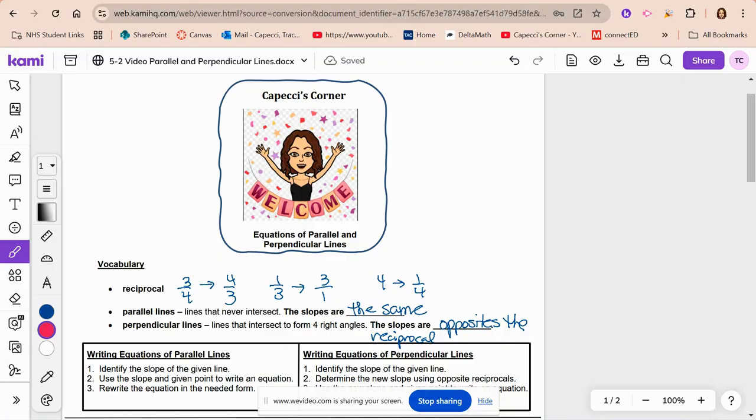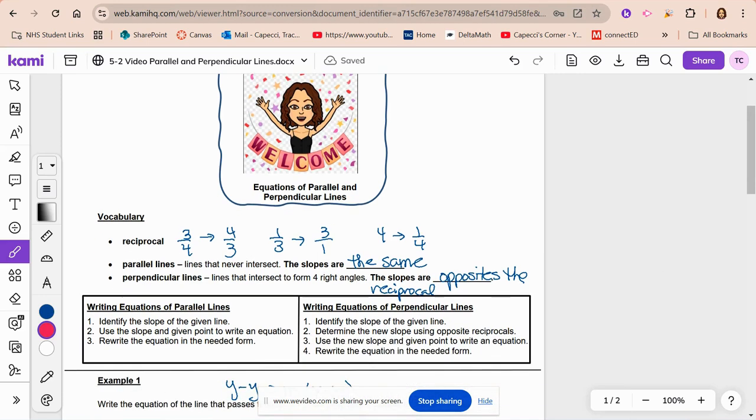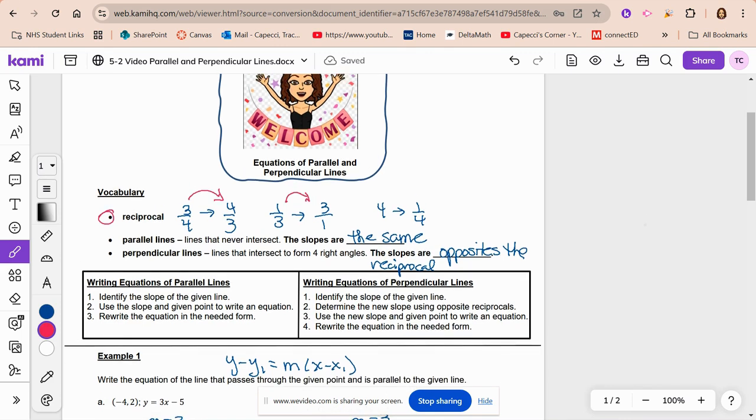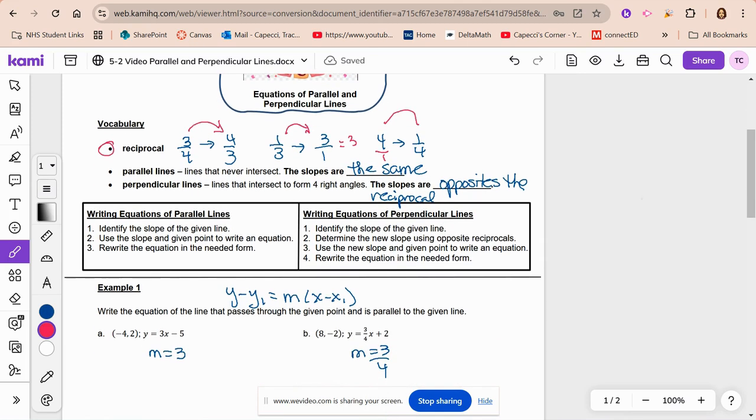Today in Capechi's Corner, we're going to look at equations of parallel and perpendicular lines. So let's first look at some vocabulary. When we're talking about a reciprocal mathematically, it's simply switching the numerator and denominator. So 3/4 becomes 4/3. Same thing with 1/3, you just switch them and that would end up being 3. And if you have 4, which is really 4/1, it becomes 1/4.